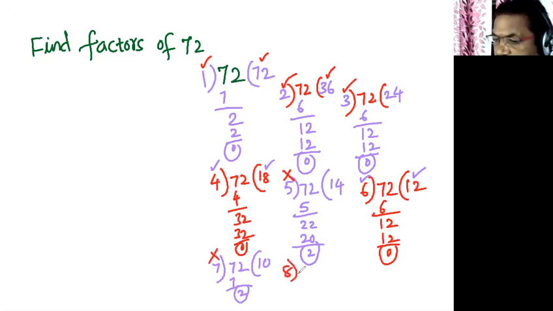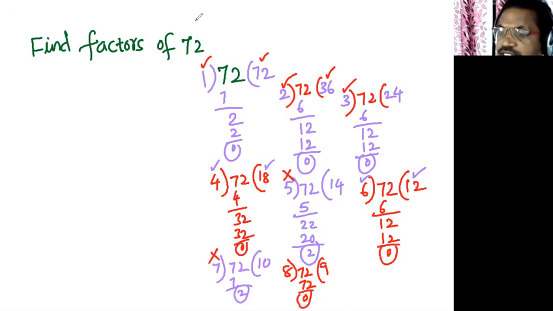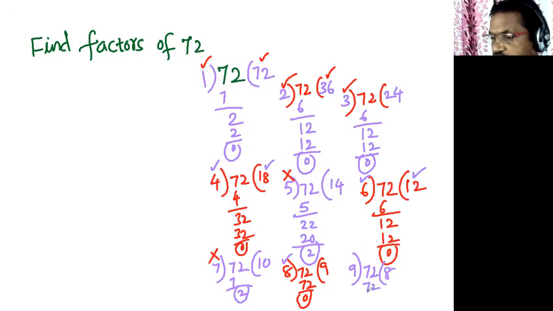Let us take the 8 table. 8 9s are 72. We get 0 remainder. So 8 is a factor of 72. Now let us take 9, the last number. 9 8s are 72. We get remainder 0. And 9 is a factor of 72, and 8 is also a factor of 72.